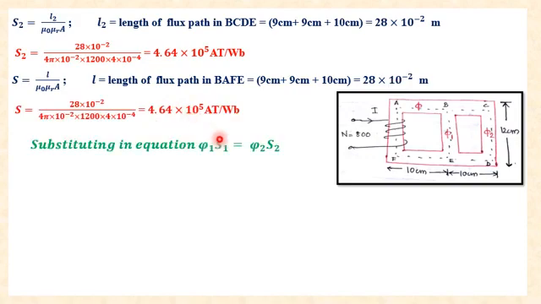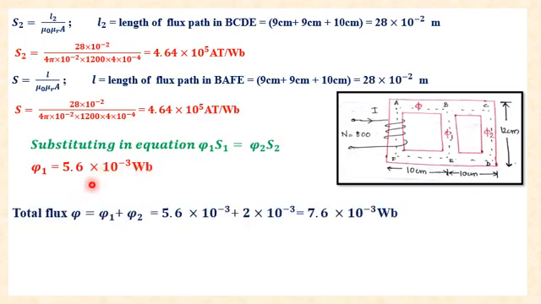Now substituting in the equation Phi1S1 equal to Phi2S2, because in order to find the magnetizing current we need the total flux Phi, but we are only given Phi2. So we need to find Phi1. For that we are substituting the values of S1, Phi2 and S2 in the above equation. We will be getting Phi1 as 5.6 into 10 raised to minus 3 Weber. Now substituting the value of Phi1 in the total flux equation, we will get the total flux as 7.6 into 10 raised to minus 3 Weber.